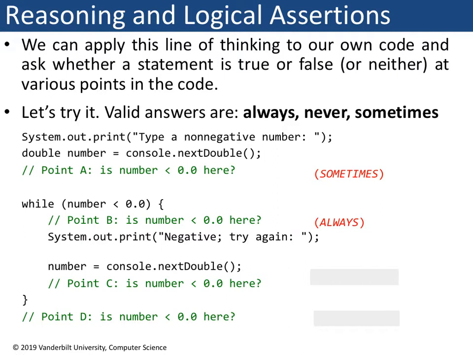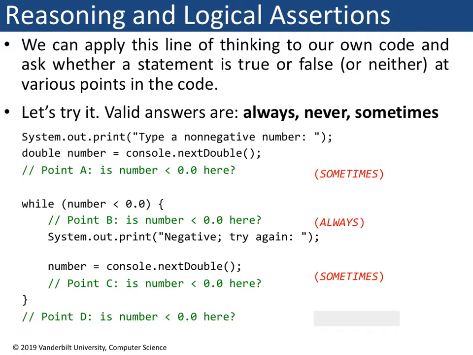Okay, what about point C? So here, we are again getting a number from the console. So that means that we don't know. Maybe it is, maybe it's not. So we have to say again sometimes.